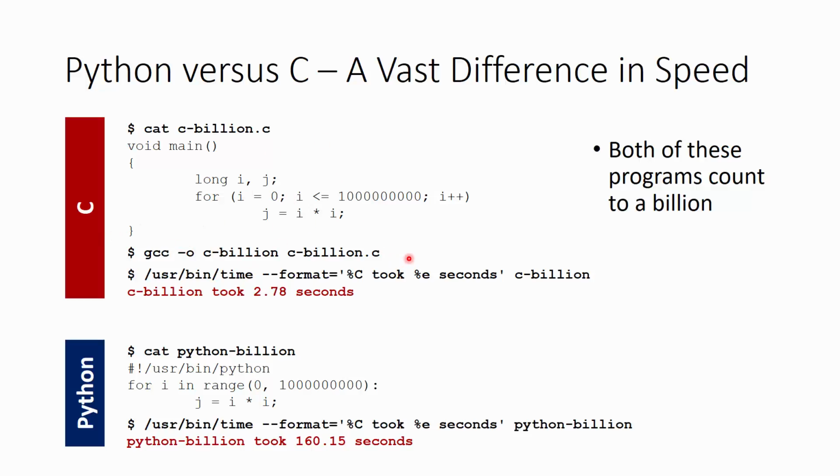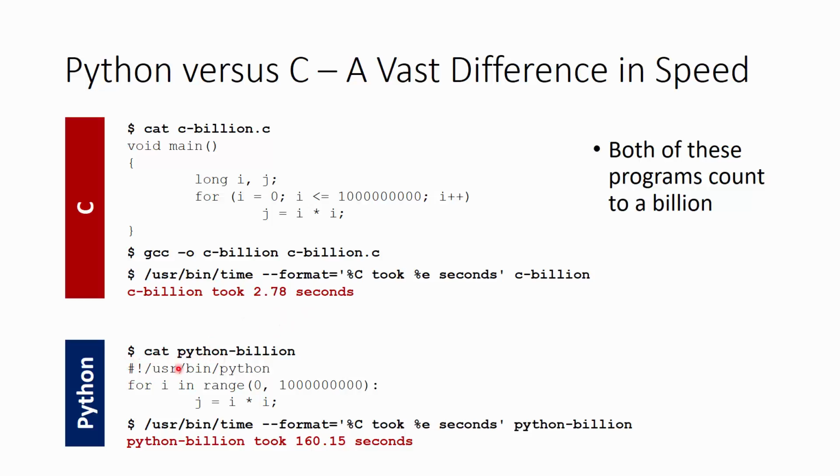So here's the compilation of it, and then we're going to run it. And before I just type in the name cbillion, I'm going to actually run another program here. This is /usr/bin/time, and then I give it a format which will tell me how long this particular program takes. The way the time program works is that you pass it the name of another program that you want to time. And when you hit enter, it will run that program and return the time to you. So here we can see that cbillion took 2.78 seconds to run. So a billion multiplies on a multi-user server that's busy doing other things took 2.78 seconds.